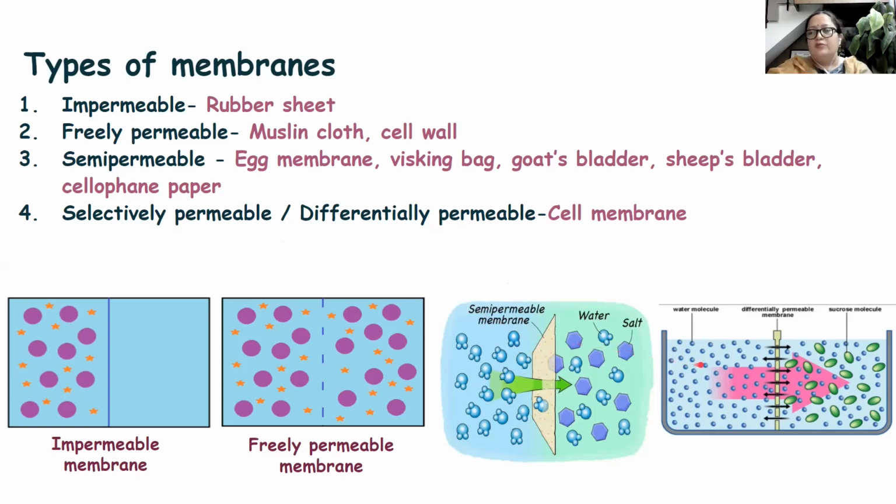Now, selectively permeable membrane or differentially permeable membrane basically permits the movement of solvent molecules, that is water molecules, but if required in certain circumstances, it can permit the movement of solute particles also, but by involvement of energy in the form of ATP. That means through active transport, the solute molecules can move across the cell membrane. Therefore, cell membrane, the living membrane, is the only example of selectively permeable or differentially permeable membrane.